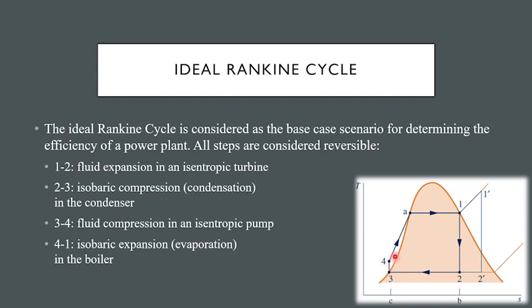And then finally, for the last step, we have stream 4 to stream 1. Notice that it is not accomplished in a single step. We have from 4 to A and from A to 1. Step 4 to A represents the heating of your subcooled fluid up to its saturated liquid conditions. And then from step A to 1, this represents the actual evaporation. It goes from a saturated liquid to a saturated vapor, and the cycle begins again. Okay? This is the simplest version of the Rankine cycle.